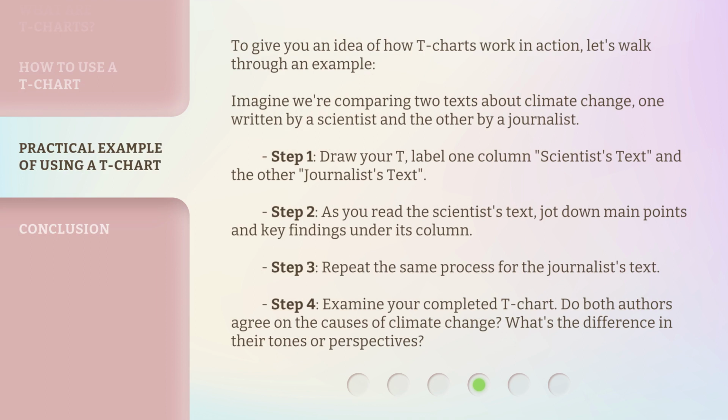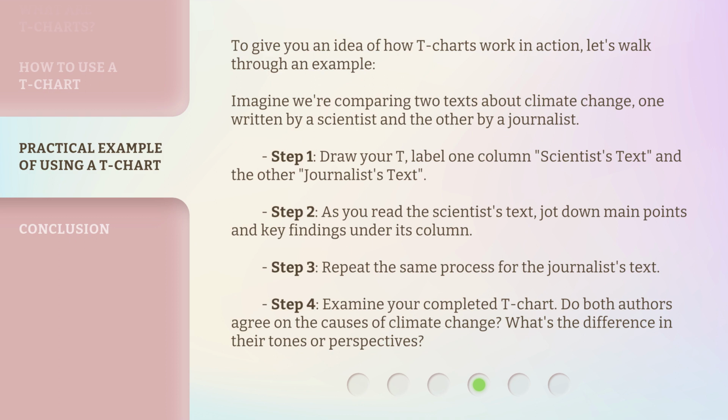To give you an idea of how T-charts work in action, let's walk through an example. Imagine we're comparing two texts about climate change, one written by a scientist and the other by a journalist. Step 1. Draw your T, label one column "scientist's text," and the other "journalist's text." Step 2. As you read the scientist's text, jot down main points and key findings under its column. Step 3. Repeat the same process for the journalist's text.